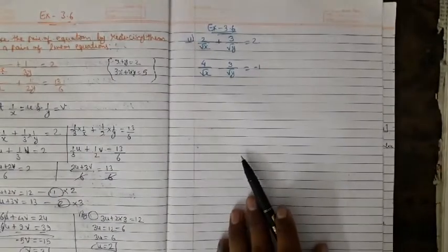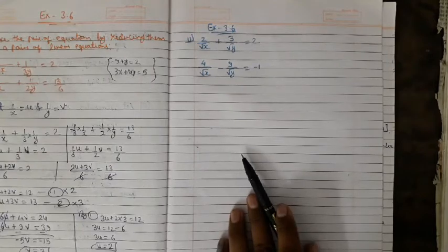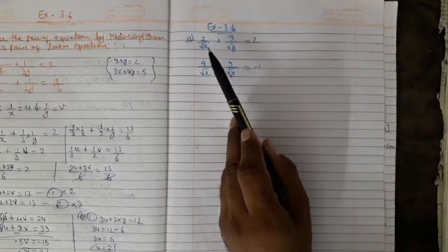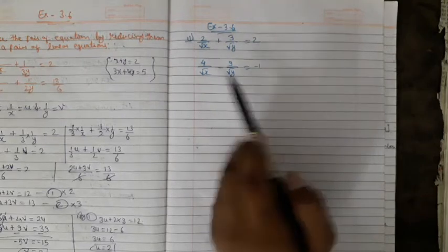First we have 2 by root x plus 3 by root y equals 2, and 4 by root x minus 9 by root y equals minus 1. Okay, see, in the first one I have 1 upon root x and 1 upon root y.